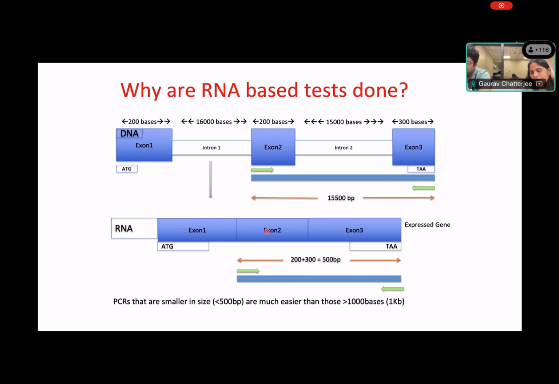But if I'm doing an RNA level product, I will get a product of only 500 base pair because it is giving me only the coding area. And usually in translocations, one of the genes will go and fuse with the other, and it becomes very easy if you are using RNA and cDNA rather than DNA. So when we want to look at gene expression or translocation, we go ahead with an RNA based test. Okay.